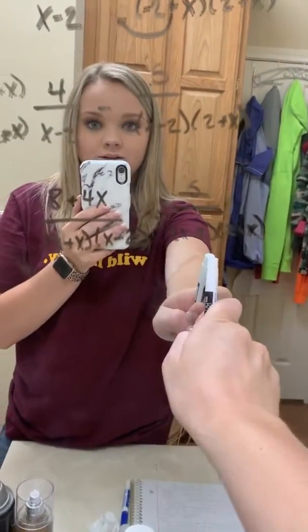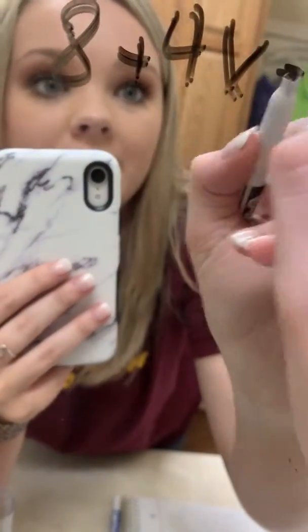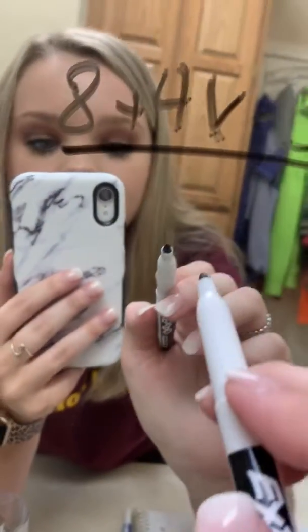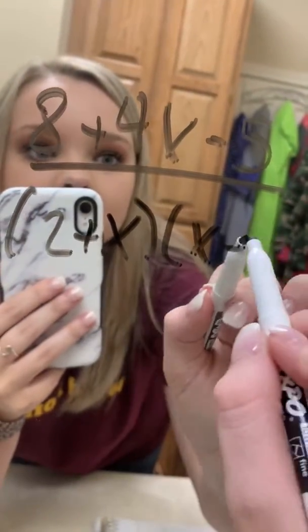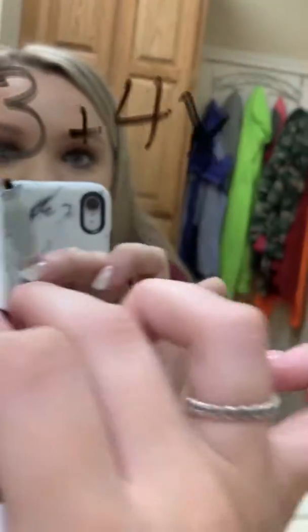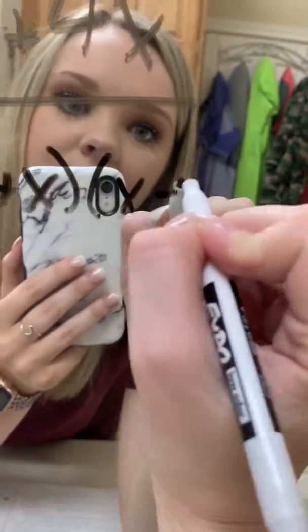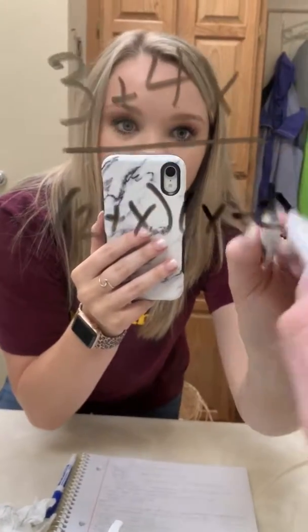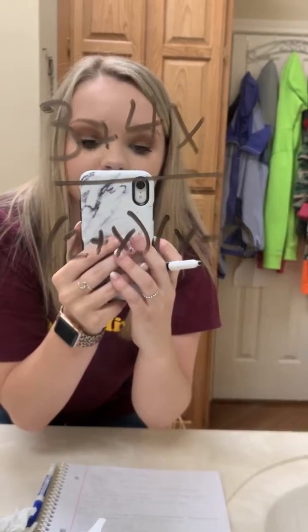Now, since we have a common denominator, the entire numerator can go over that same denominator. So it would be 8 plus 4x minus 5 all over 2 plus x and x minus 2. Now we can combine this. So it will now be 3 plus 4x all over 2 plus x and x minus 2. With that being the final answer: 3 plus 4x over 2 plus x and x minus 2.